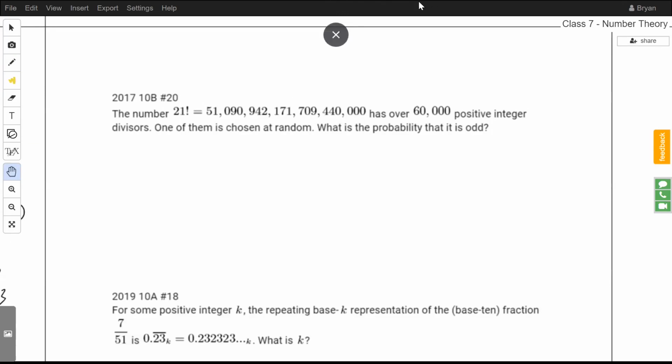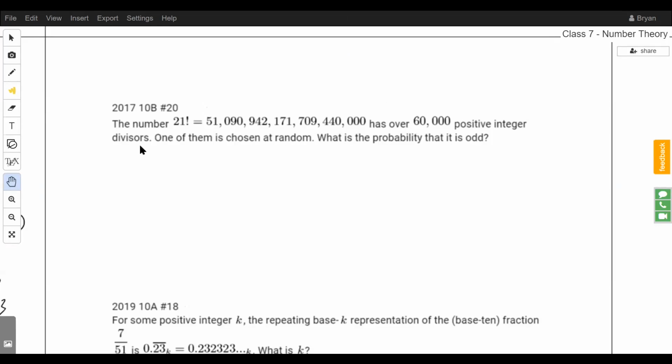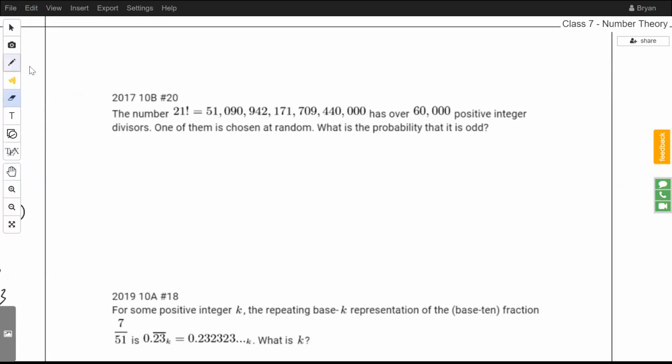Okay, next problem. So this number, 21 factorial, is very big, and it has a lot of factors or divisors, right? Actually, you know what, just read the problem. We know that out of all these integer divisors, one of them is chosen at random, and we want the probability that it is odd. So how do we go about such a problem?